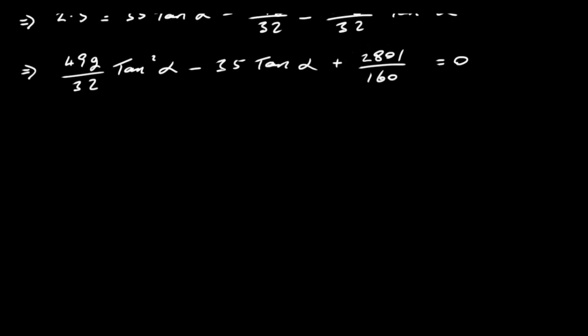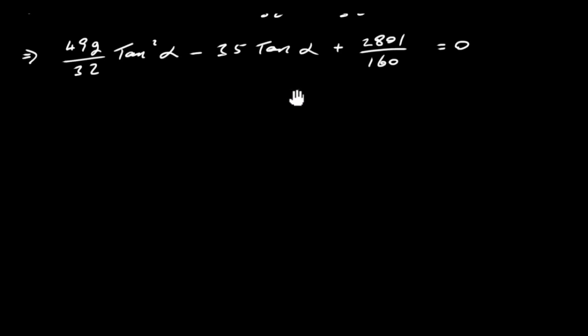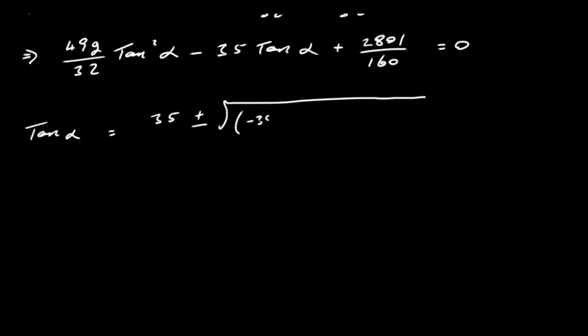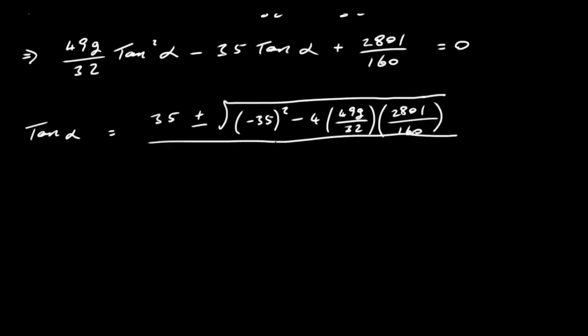So what I need to do is just put all that into the quadratic formula and get my two values for alpha. So let's do that then. So my tan alpha is equal to minus b, so that's 35, plus or minus the square root of b squared, so it's minus 35 squared, minus 4 times a, which is 49g over 32, times c, which is 2801 over 160. And then that's all over twice a, which is 49g over 32. So that's just calculator work.